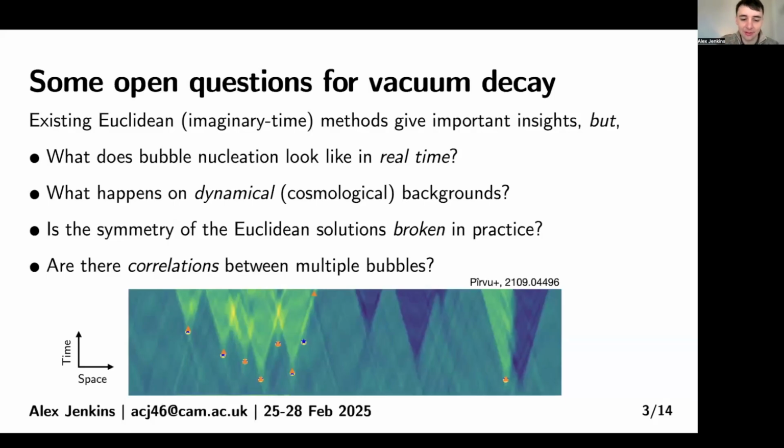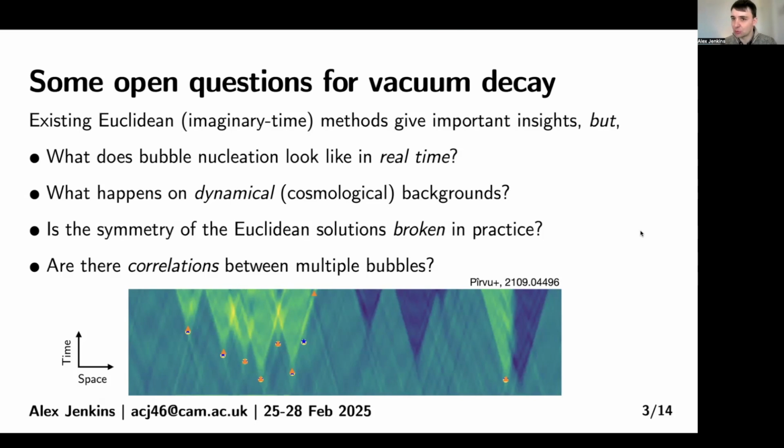So that's the picture as it stands, and people have been studying these bubble nucleation processes for a very long time, going back to work by Sidney Coleman and collaborators in the 1970s. This standard paradigm has been using imaginary time methods, so Euclidean methods, to describe these bubble nucleation events. And these methods give really important insights, and they allow us to make detailed calculations of things like the rate of bubble nucleations. But they also leave a lot of really interesting open questions.